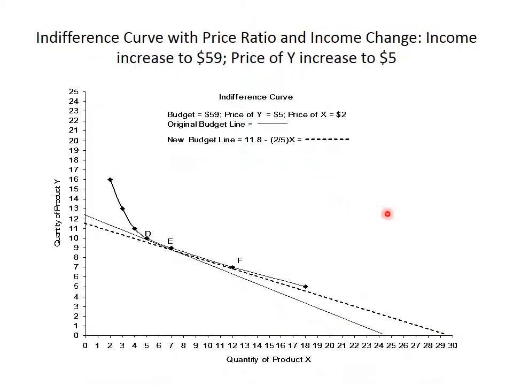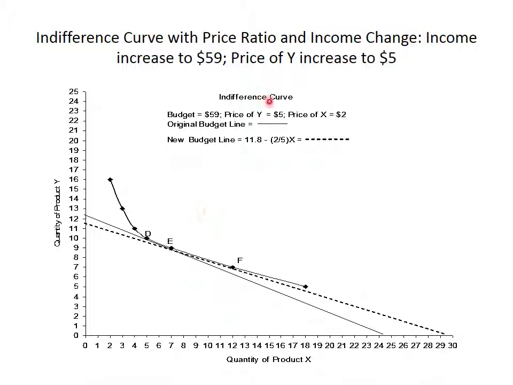Now, in this case, it just works out well that we change the price of both, and change income at the same time. So this is an indifference curve with a price ratio and income change. If we change our income to $59, we shift this line. Our original budget line was for $50. We shift it upwards. We now can afford 59 of them. We now have $59.